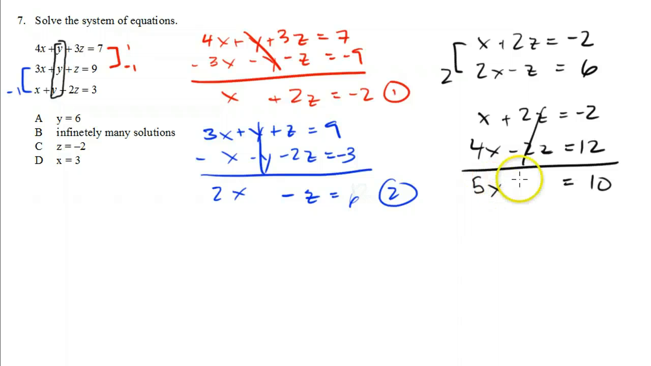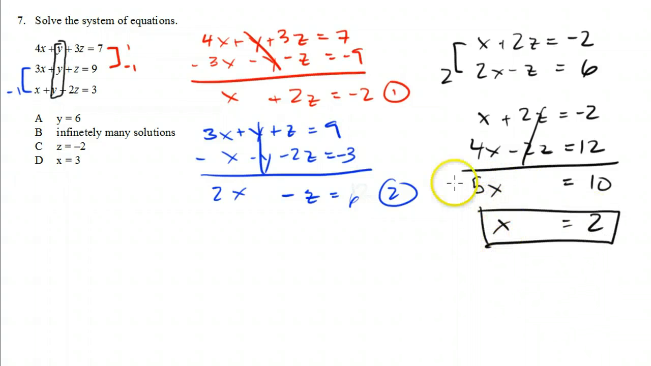Now that I only have one variable left, it's easy to solve. X is equal to 2. And I look at this, and I don't see an x equals 2, but it's obviously not 3. So now we just have to do some back substitution into our equation 1 and 2, and then into one of the original equations to find y and find z.